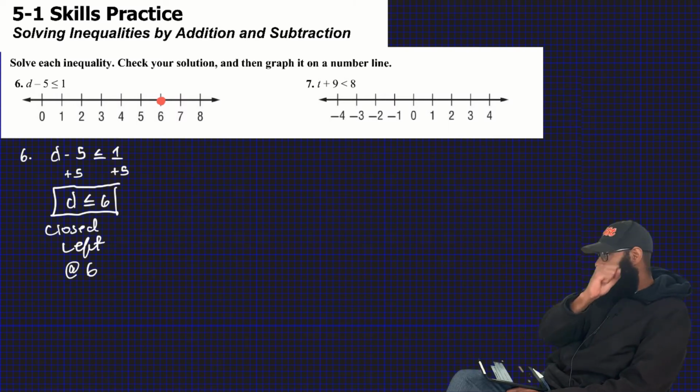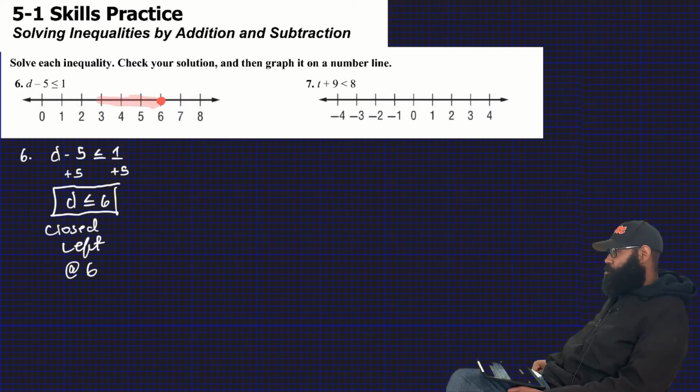So nice closed in circle. Close it in. And go ahead and get a little shade, a squiggly, a highlight, whatever makes you feel good, right? Arrows to mean that it keeps going. And boom, bang, done. Got it.